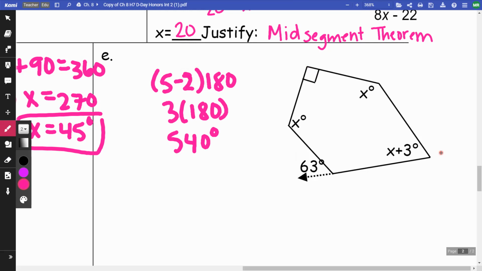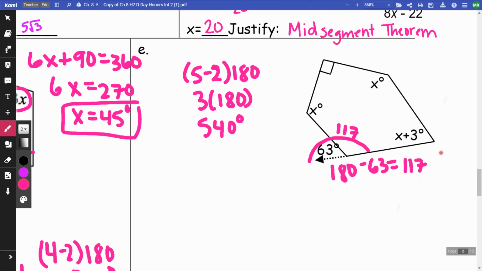Now, something else I need to pay attention to is that's 63 degrees. So if I do 180 minus 63, I end up with 117. So this is 117 here.